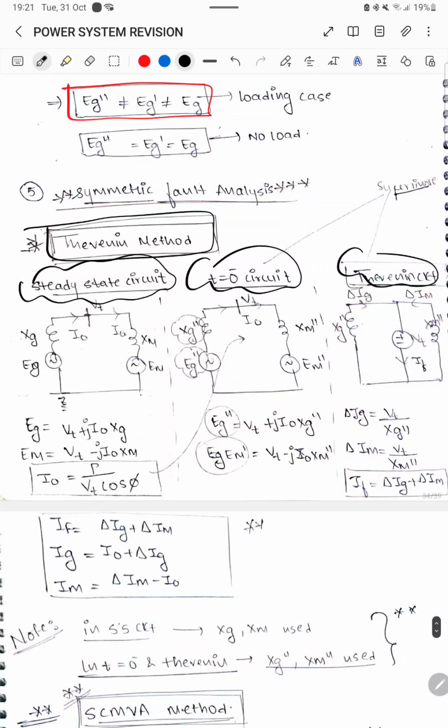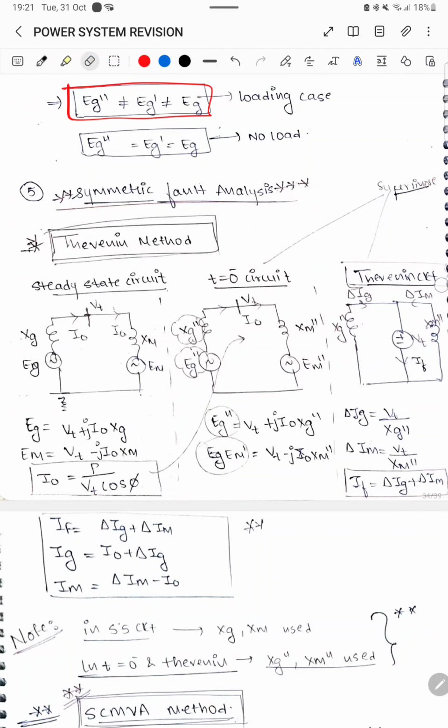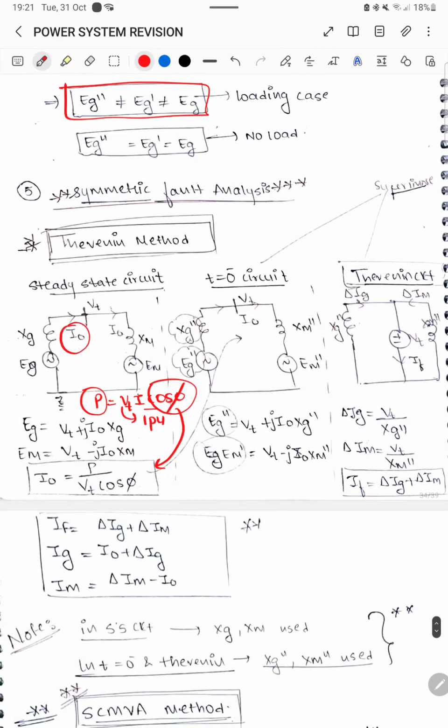The steady state circuit is a very simple circuit wherein you draw the exact model and try to find out I naught from that. Usually in the question you will be given P per unit and you will be given cos phi. So you can find I naught from here. How will you find I naught? We know that P is equal to Vt I cos phi. So P is given, cos phi is given, Vt you will take as 1 per unit. So from this you will be able to find out I naught.